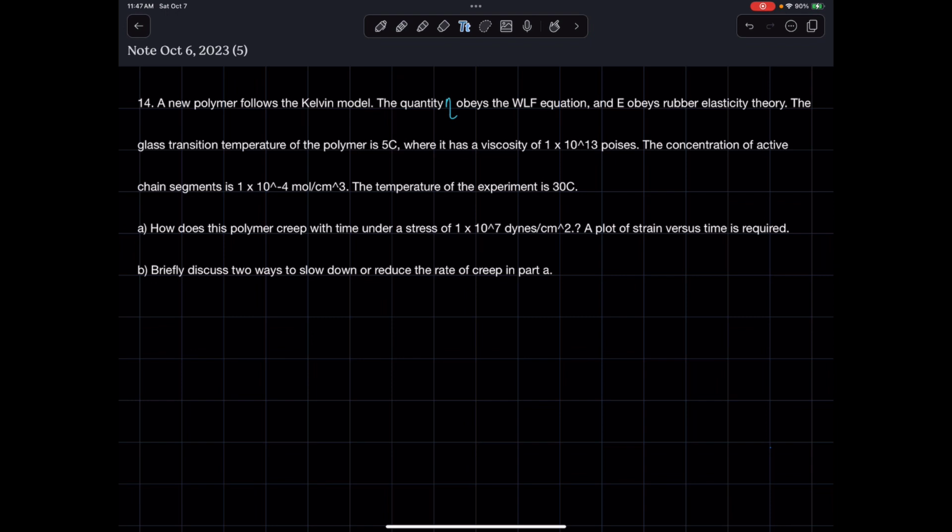The temperature of the experiment is 30 degrees centigrade. Part A: How does this polymer creep with time under a stress of 10 to the power 7 dynes per centimeter squared? A plot of strain versus time is required. Part B: Briefly discuss two ways to slow down or reduce the rate of creep in part A.